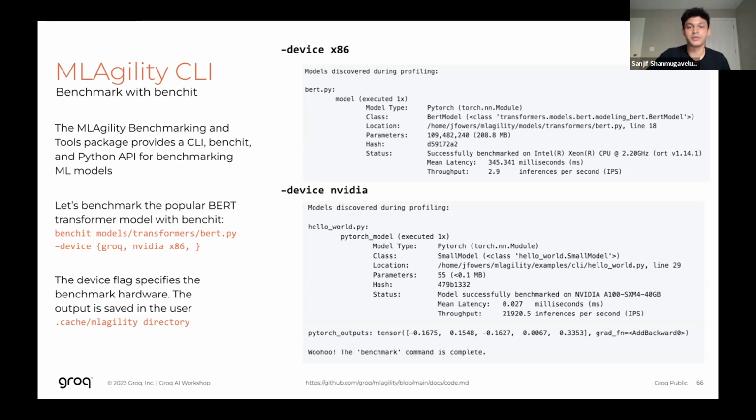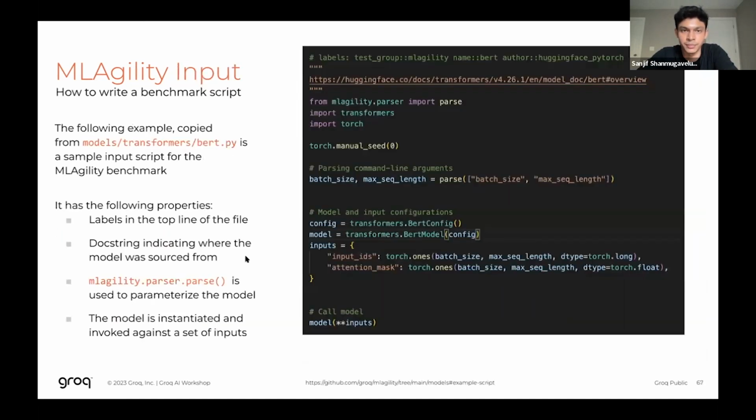All right, so that's a very high-level introduction to the tool. Now, let's talk about how you can write scripts to interface with the tool. On the right-hand side is an example of a script which works out of the box with MLAgility. It's very similar to the setup we had for Grokflow earlier, but you do have to specify a few more parameters. All you have to do is import MLAgility.parser, and that allows you to argparse these arguments into your script.